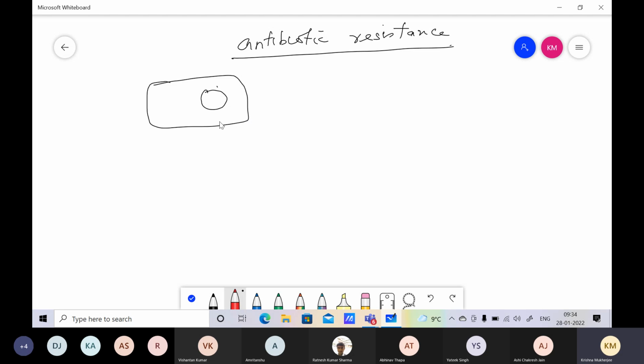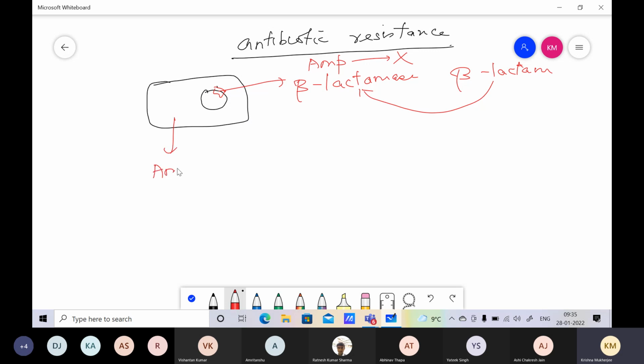And these plasmids carry genes. These genes, for example, for the case of ampicillin, I will talk of ampicillin. This gene codes for an enzyme called beta-lactamase. And as I told you, ampicillin is a penicillin derivative which contains a beta-lactam ring. This beta-lactam ring is attacked by this beta-lactamase and degraded, so the ampicillin gets degraded. And so this cell can survive in the presence of ampicillin. The cell becomes ampicillin resistant.